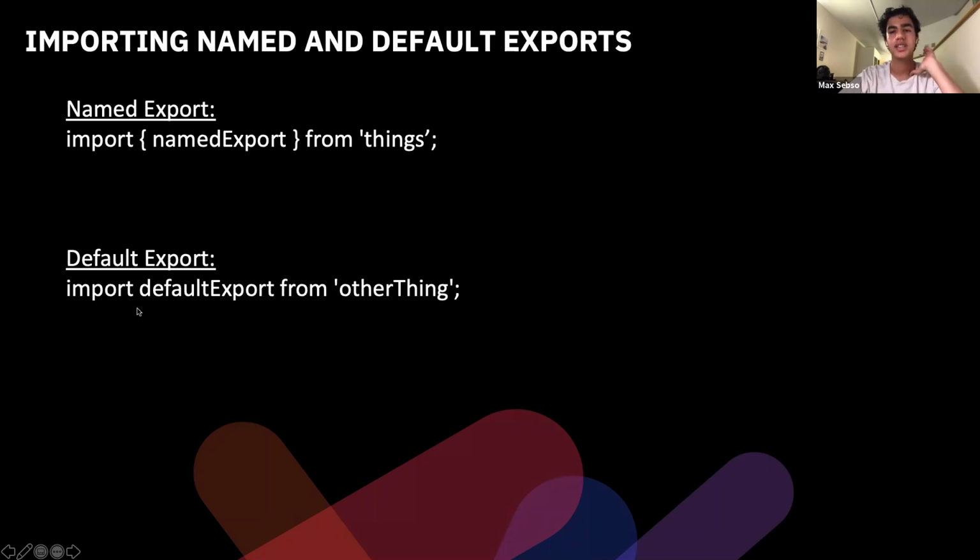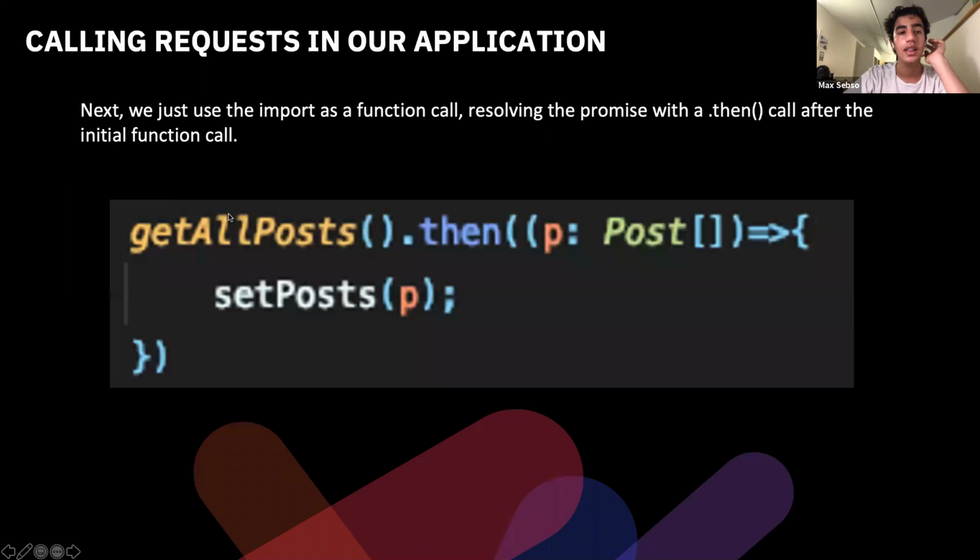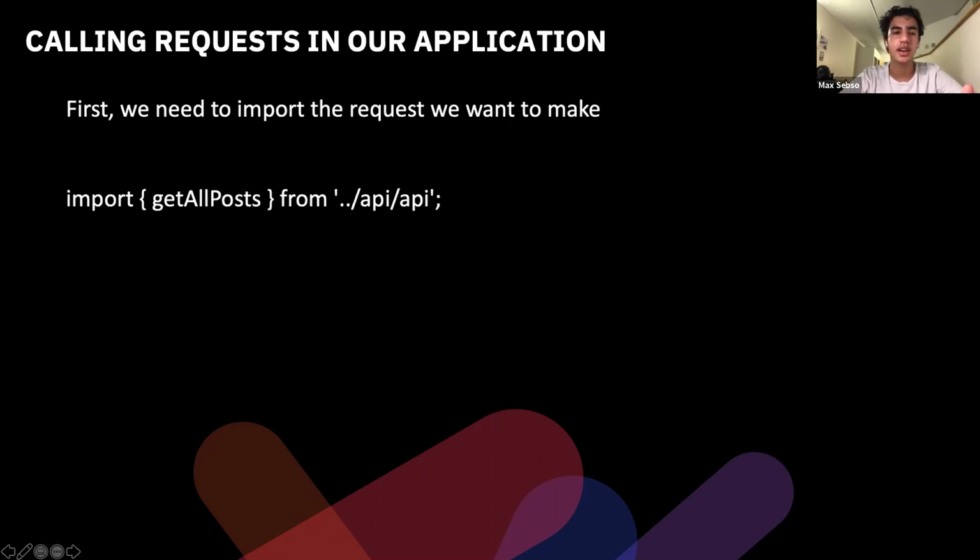This leads me into our last thing: how do we use these requests in our application? Let's say we wanted to use our get all posts. We first need to import that from the API, which we do as so. Remember, we have curly brackets around get all posts because it's a named export. Then, wherever we want to use it, all we say is get all posts, which is the function we are importing.